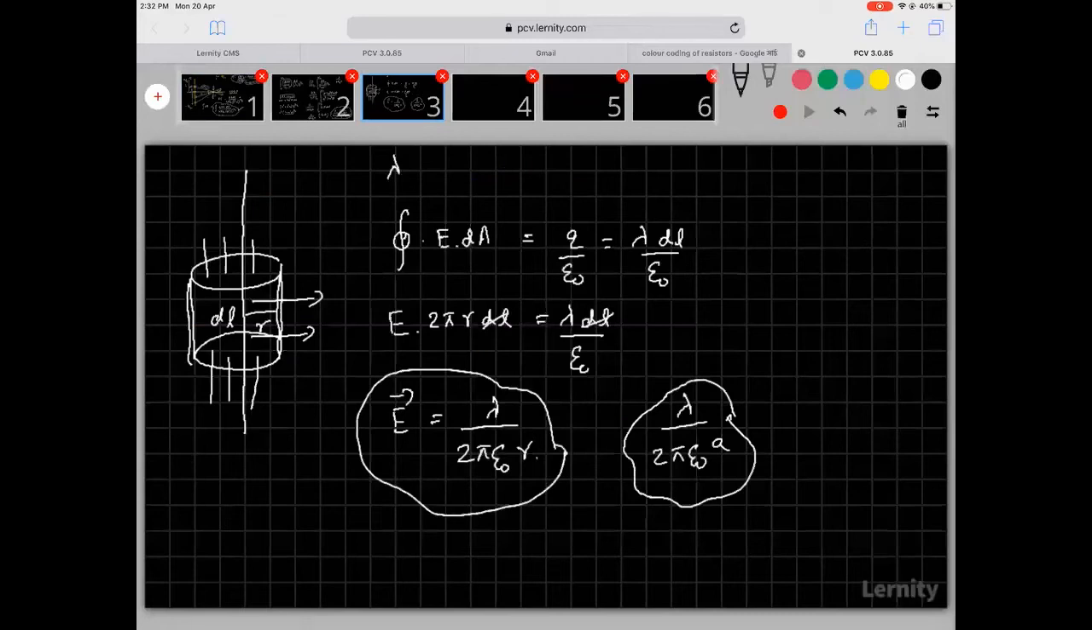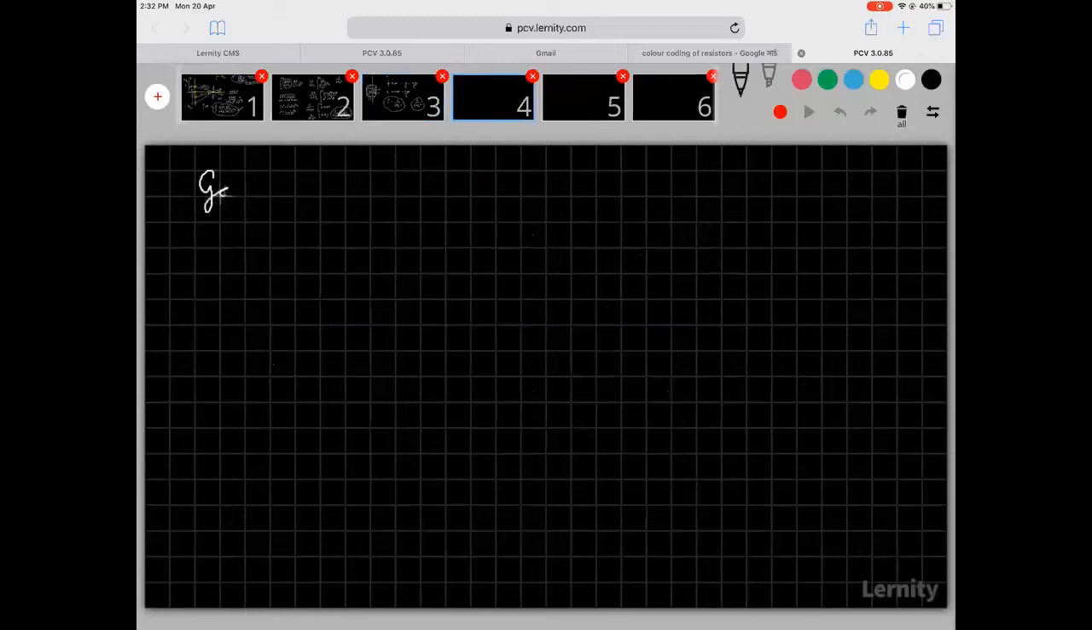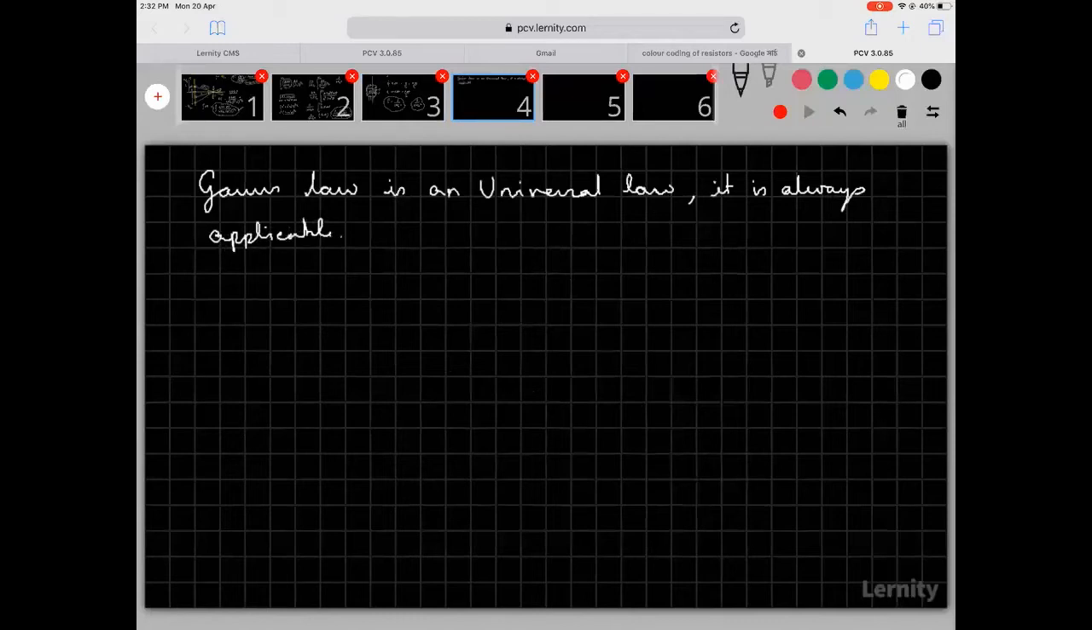For a finite wire, we can't apply Gauss law, not because Gauss law is not applicable. Gauss law is a universal law. It is always applicable. But we don't know the maths.